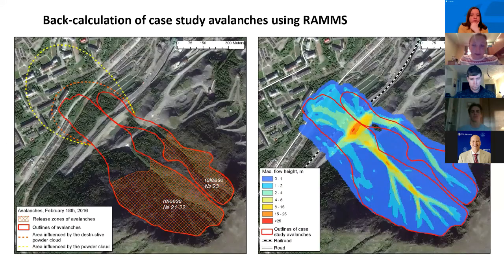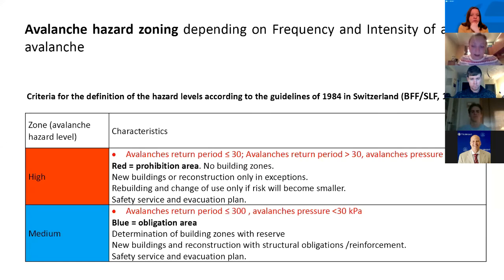So here you can see the results of the back calculation of these avalanches. The results were quite accurate, because this is only the model, so this is not reality. Therefore, after the back calculation of other avalanches and after analysis of the historical records, we decided at this step of our research to first apply the Swiss avalanche hazard zoning approach, where avalanche hazard zoning depends on frequency and intensity or impact pressures of avalanches.